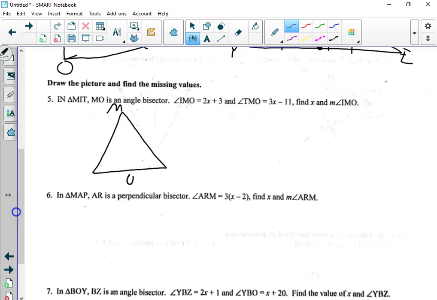It says MO, so I'm going to go from the top because it's easier for me. It says angle bisector. I just have to make that look the same. And I have to be careful with reading my angles. IMO. IMO is right here. So that angle there is 2x plus 3. It says TMO, which in this case, unlike the one in the review, is just the other half, is going to be 3x minus 11. So we're going to set them equal to each other.